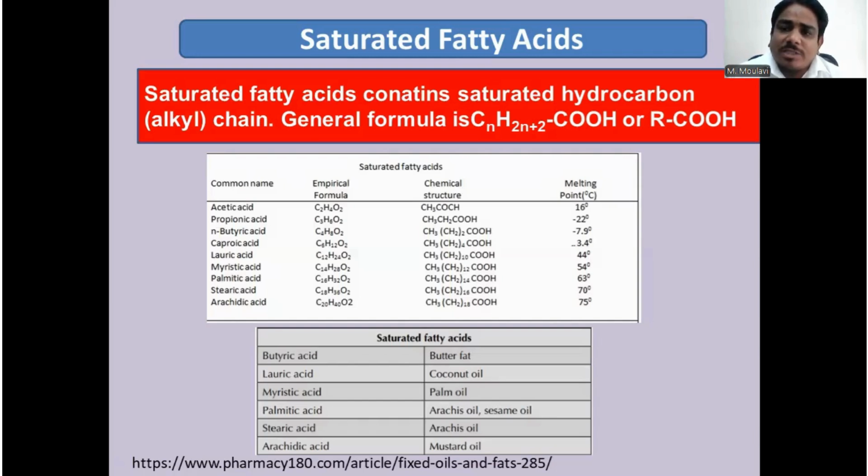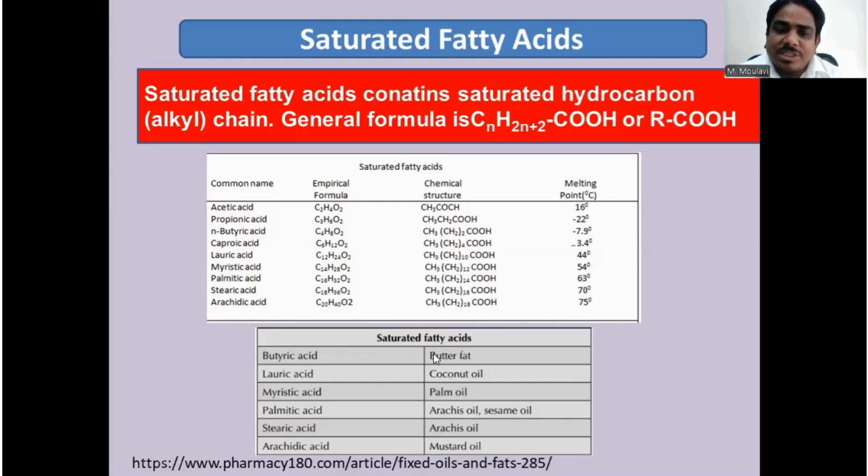R-COOH, or RCOOH. This R is an alkyl chain, and the alkyl chain is represented by the formula CnH2n plus 2. So the saturated fatty acid contains the saturated alkyl chain or hydrocarbon chain. These are examples of saturated fatty acids in nature: acetic acid, propionic acid, n-butyric acid, caproic acid, lauric acid, myristic acid, palmitic acid, stearic acid, arachidic acid.